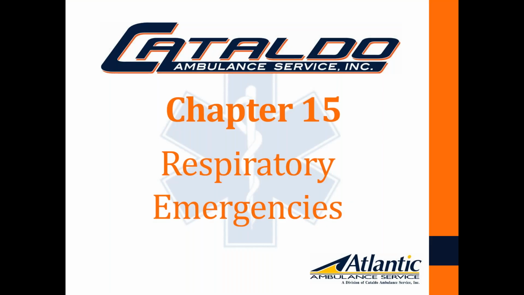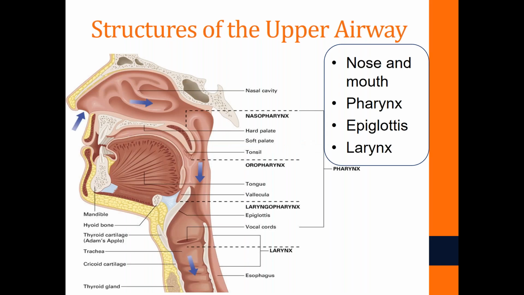Here we go, off and running, Chapter 15 or Chapter 16, respectively, Respiratory Emergencies. So we have a bunch of structures, we have a bunch of tubes. Those tubes' main goal is to move gas from the outside to the inside when we talk respiration. We have the nasopharynx. It's going to be a spot where we can put our NPA.